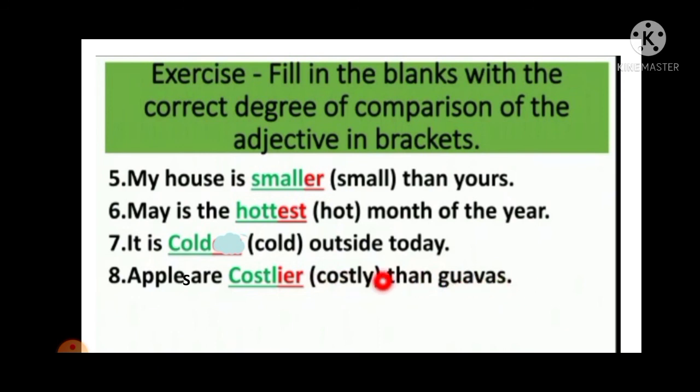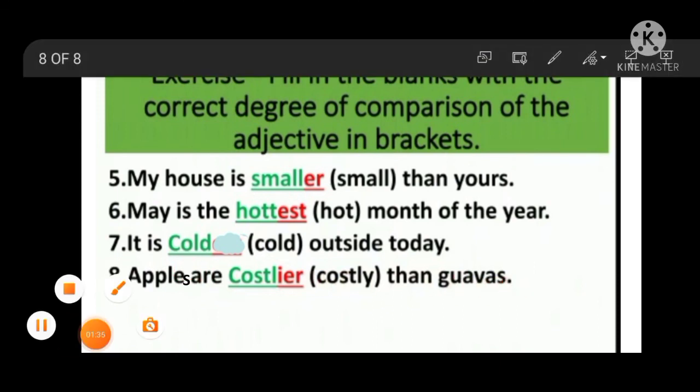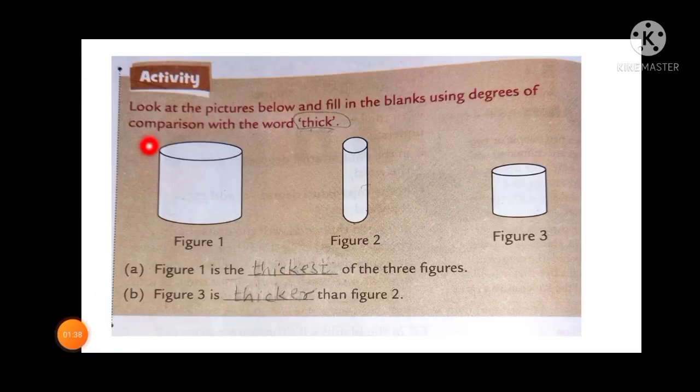So students, our textbook exercise is finished here. Now one activity is given, so let's see that activity. Look at the pictures below and fill in the blanks using degrees of comparison with the word thick. So here the word thick is given and we have to put this word in the brackets. So there are figure 1, figure 2 and figure 3. So let's see figure 1.